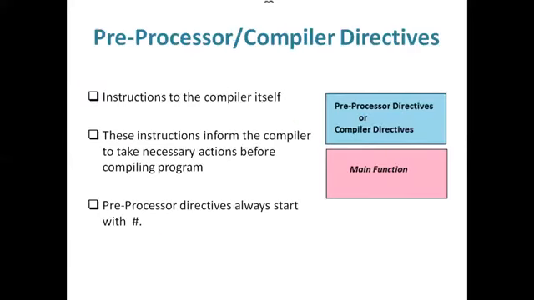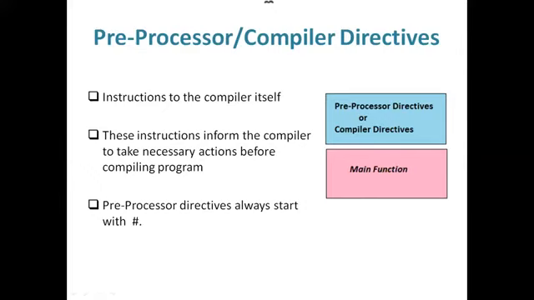And the second topic of today's lecture is the preprocessor, which is also called the compiler directives. As you can see in this diagram, the preprocessor directives or the compiler directives are written before the main function block. These are instructions to the compiler itself, which means that the instructions which we want to execute are written in the main function.